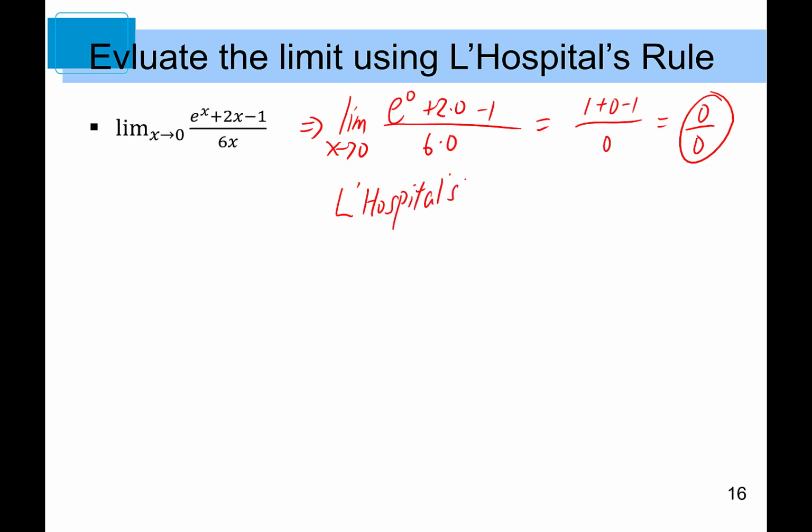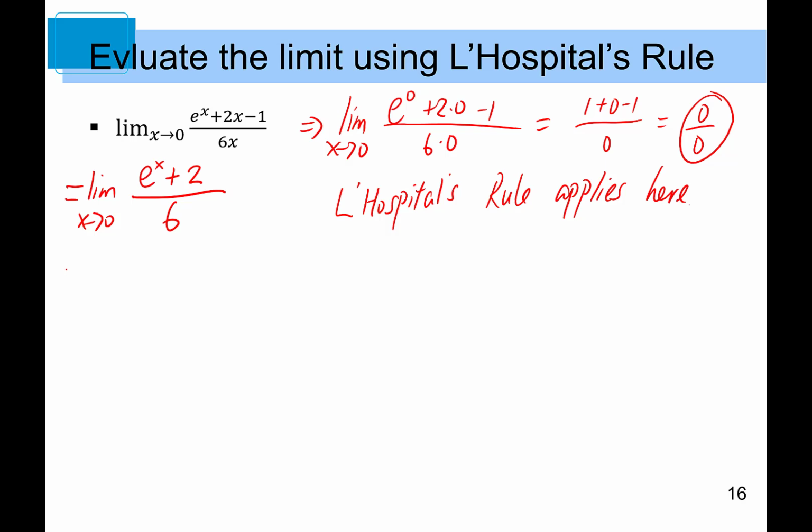So definitely the L'Hopital rule applies here. All you need to do is find the derivative of the numerator. The derivative of e to the x is e to the x. The derivative of 2x is just 2. The derivative of negative 1 is 0. And the derivative of 6x is 6.